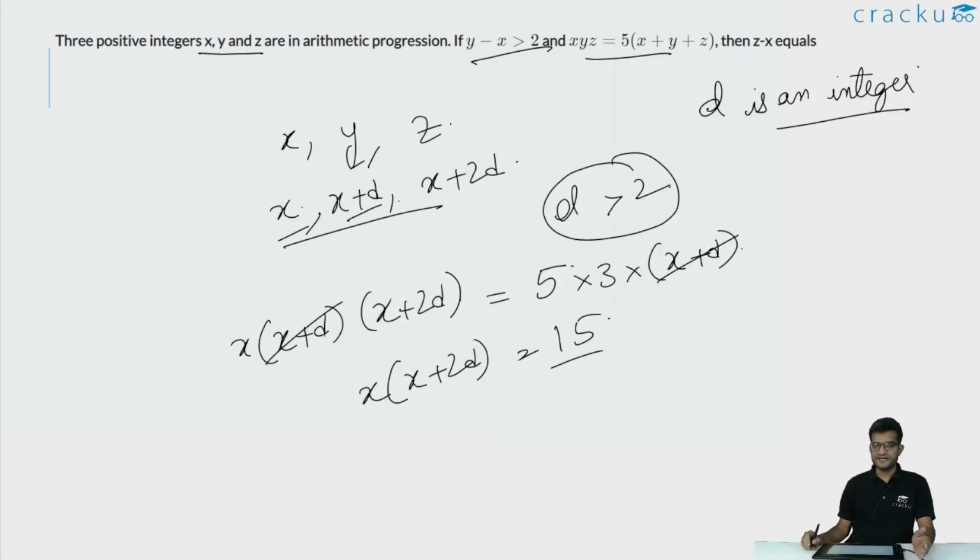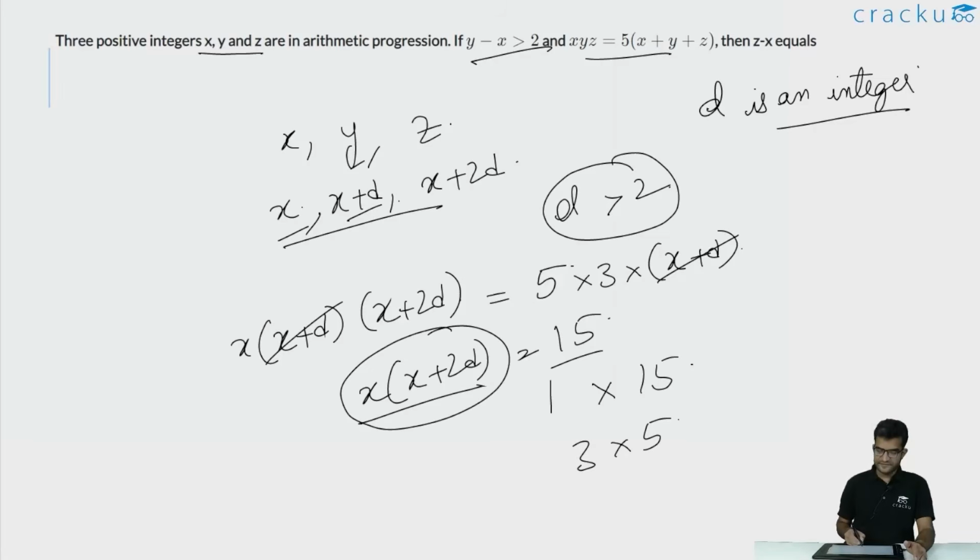In how many ways can we express 15 as a product of two positive numbers? We have only two ways. It is either 1 into 15 or it is 3 into 5. Now the difference between these two, that is the difference between x and x plus 2d, will be equal to 2d. And we know that d is greater than 2. So this would imply that the difference between these two numbers has to be greater than 4. So the second one doesn't add up.